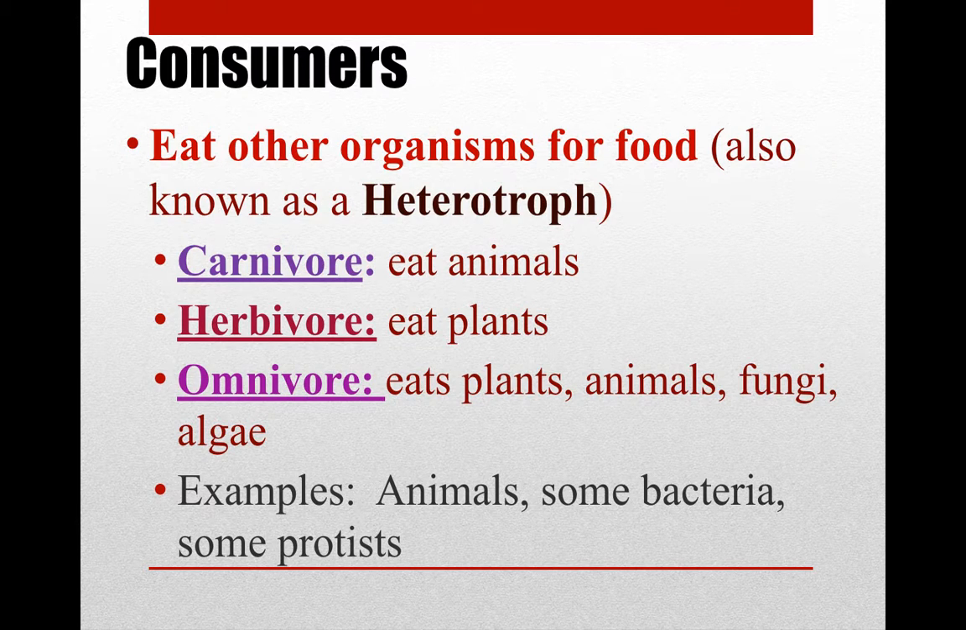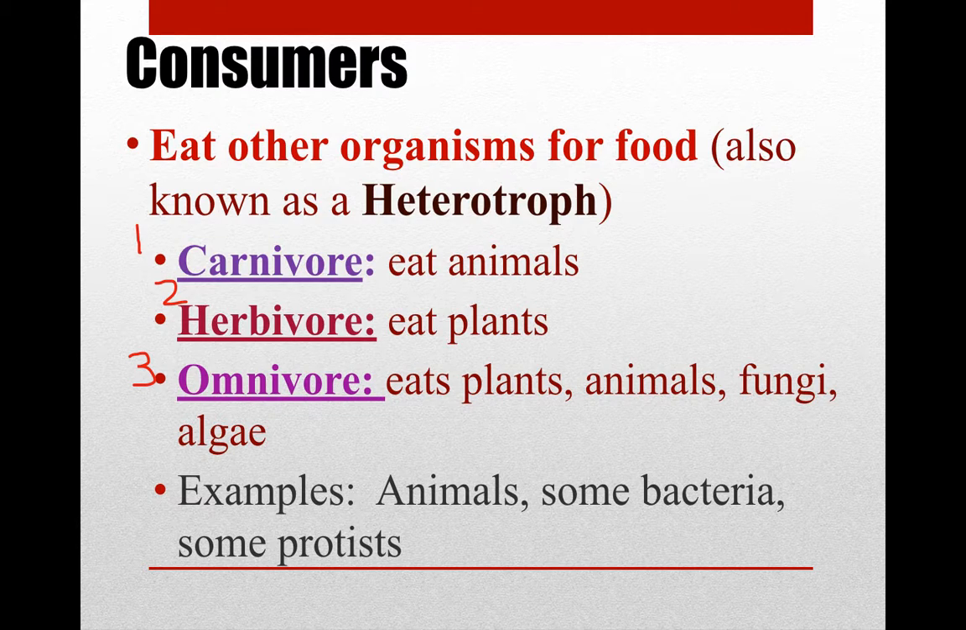Consumers eat other organisms for food. They're also known as heterotrophs. Hetero means opposite, and trophic means to eat. So these are eating things because they can't just make their own. There are three types of heterotrophs: carnivores, herbivores, and omnivores. Carnivores eat only other animals, so meat. Herbivores eat just plant material, and omnivores eat plants, animals, fungi, or algae.